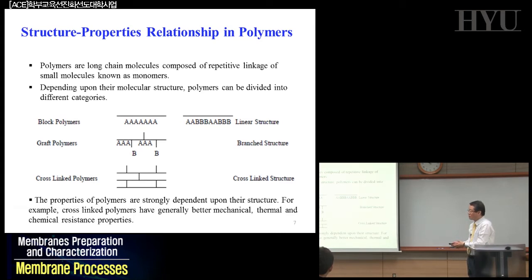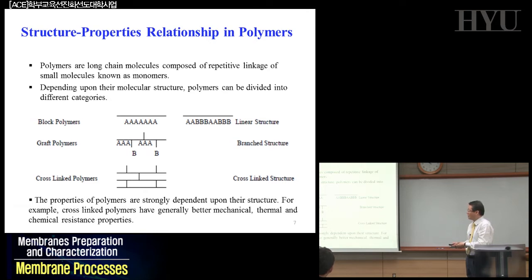We can have a cross-linked structure. This cross-linked structure is different from the linear structure, as you can see here, because the cross-linked structure will be combined together, so the molecular weight will be principally infinite. Okay, so you have an infinite molecular weight polymer. Therefore, in most cases cross-linked polymers will not be dissolved in any organic solvents.